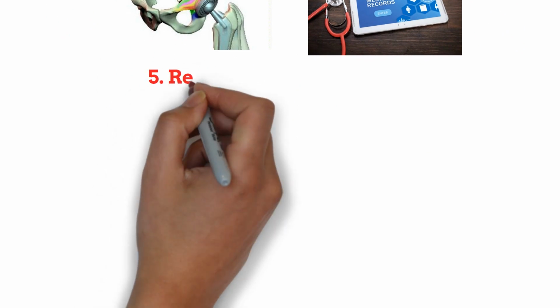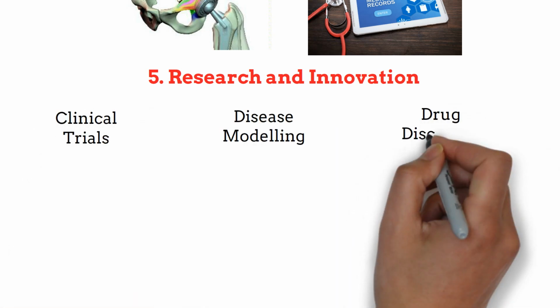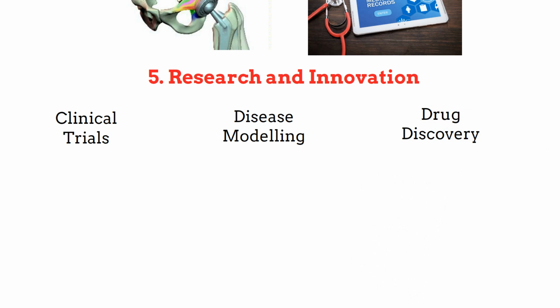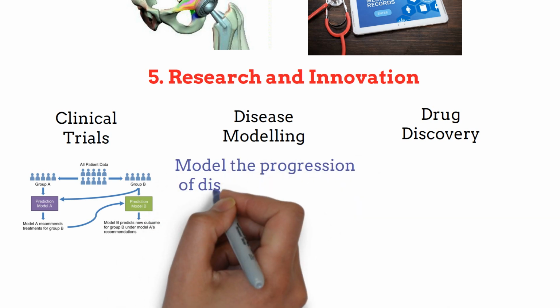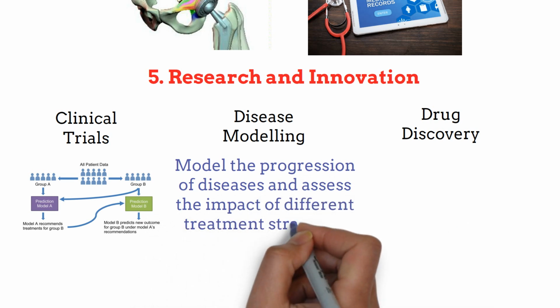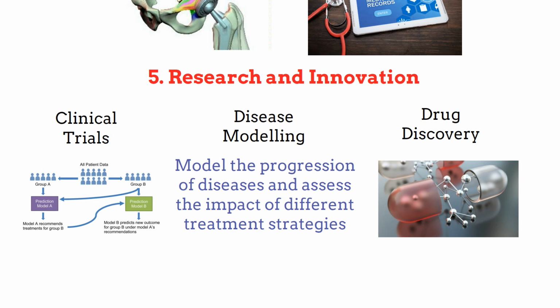Number 5. Research and innovation. Simulation can be used in various fields of research and innovations, like clinical trials, disease modeling and drug discovery. Simulation can model clinical trial scenarios, potentially reducing the need for extensive animal or human testing. For disease modeling, researchers use simulation to model the progression of diseases and assess the impact of different treatment strategies. Computational simulations assist in drug discovery and drug-target interactions, saving time and resources.